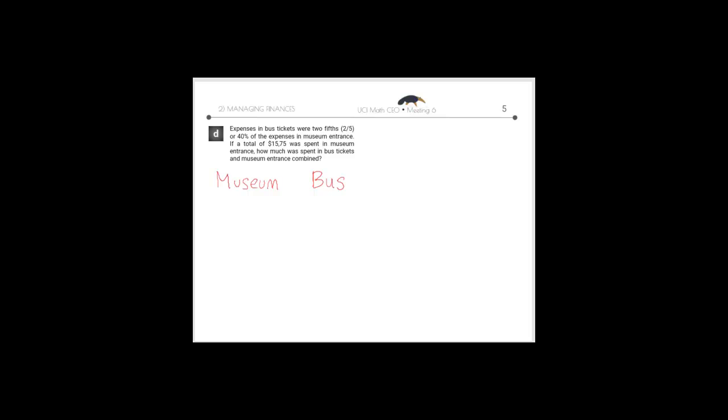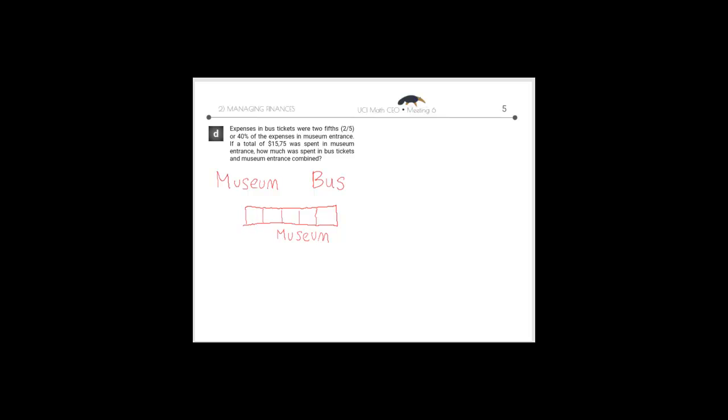So what we're going to do is the following. We first draw one bar to represent museum, so museum, and make sure that students actually label these bars. That helps understanding. We're going to break it into 5 parts because we're dealing with fifths, 5 equal parts.